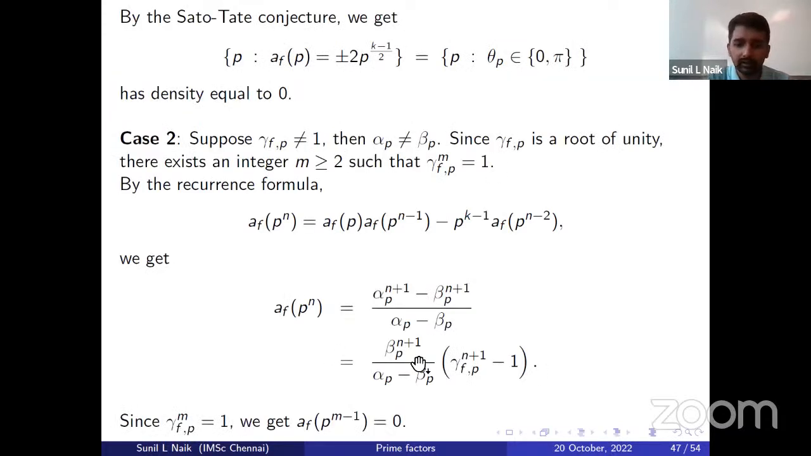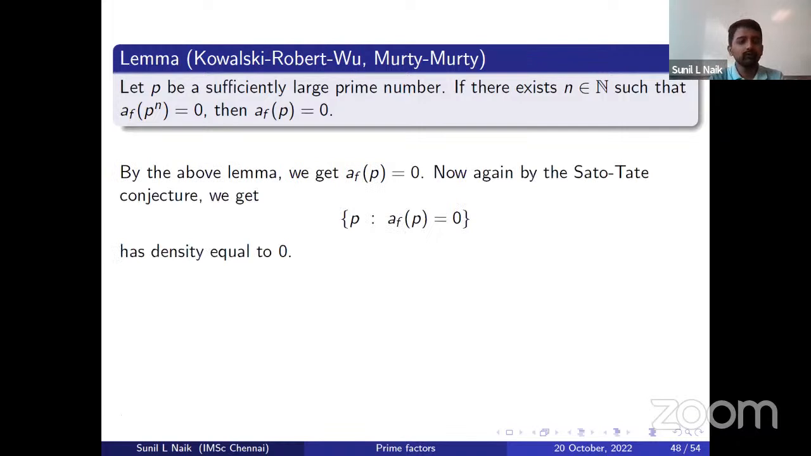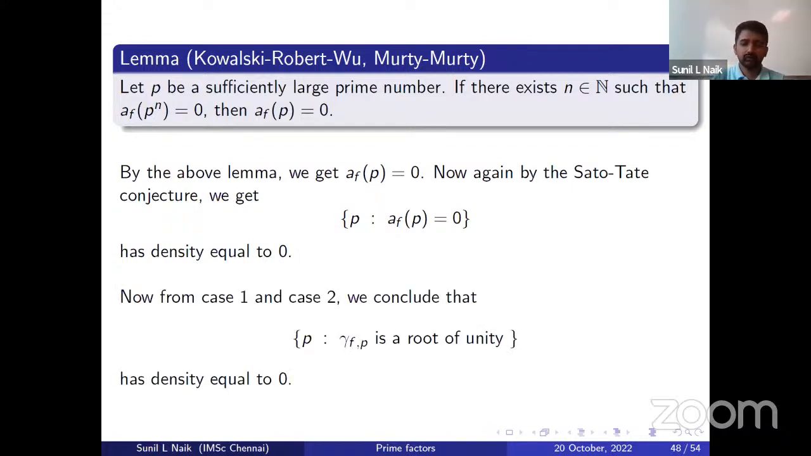Since we have f of p to the power m minus 1 is equal to 0 and m is greater than or equal to 2, so m minus 1 is greater than or equal to 1, so we get f of p is equal to 0. Now again, applying the Sato-Tate conjecture, we get that the set of primes p such that f of p is equal to 0 has density equal to 0. This result also follows from the result of Serre. Now combining these two cases, we conclude that the set of primes p such that gamma p is a root of unity has density equal to 0.